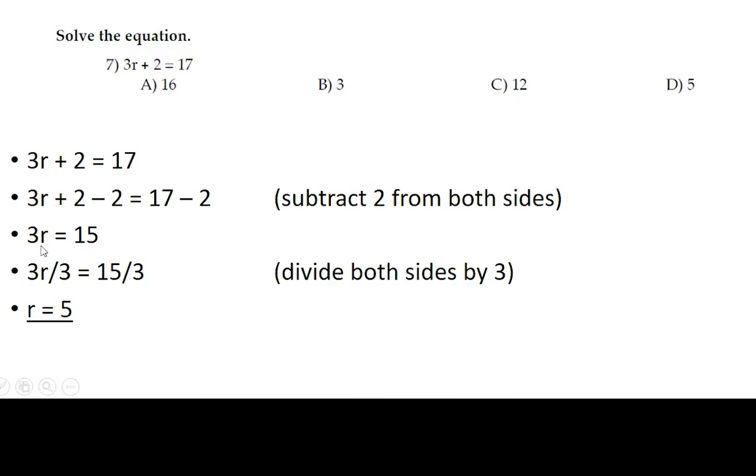We want to get that r by itself. We want to undo multiplying by 3. We do that with dividing by 3 on both sides. 3r divided by 3 just leaves us with the r on the left. 15 divided by 3 leaves us with positive 5 on the right. So r equals positive 5.